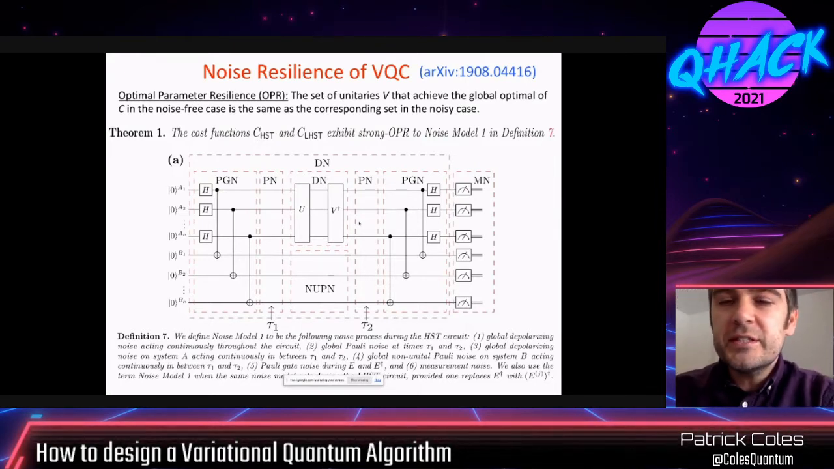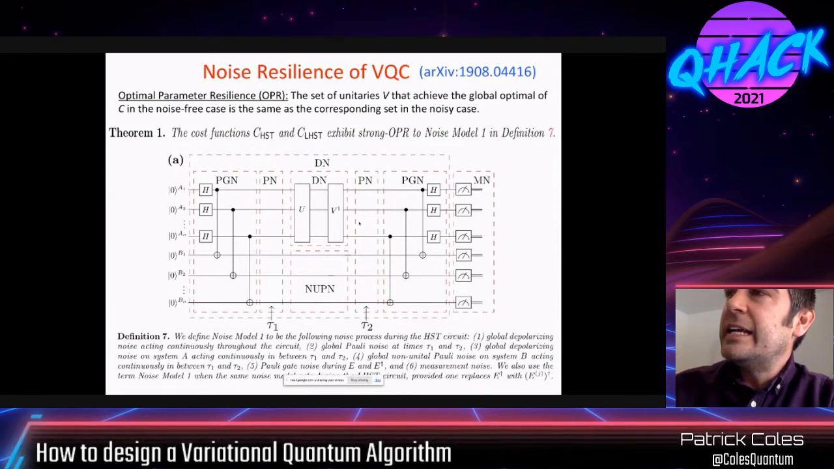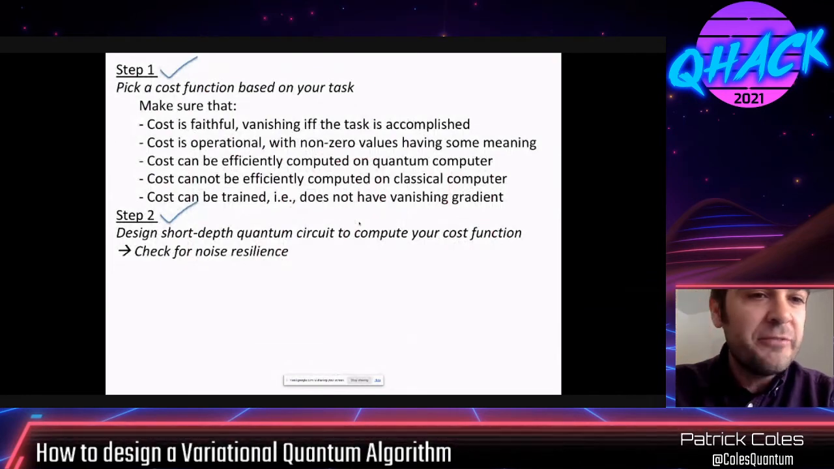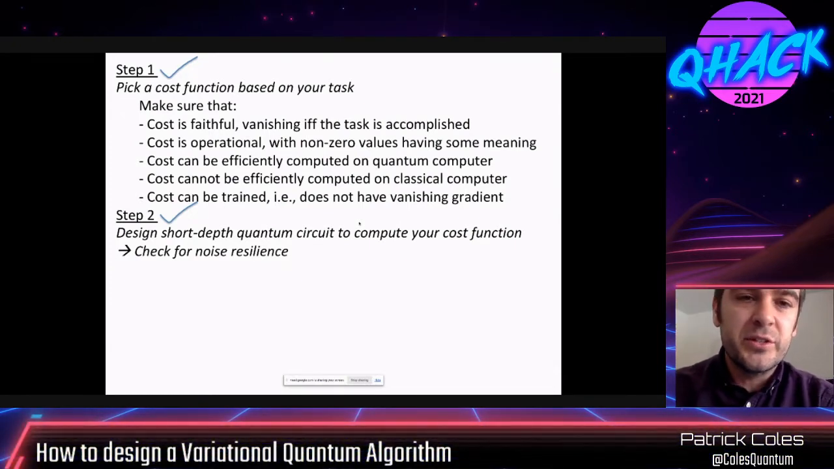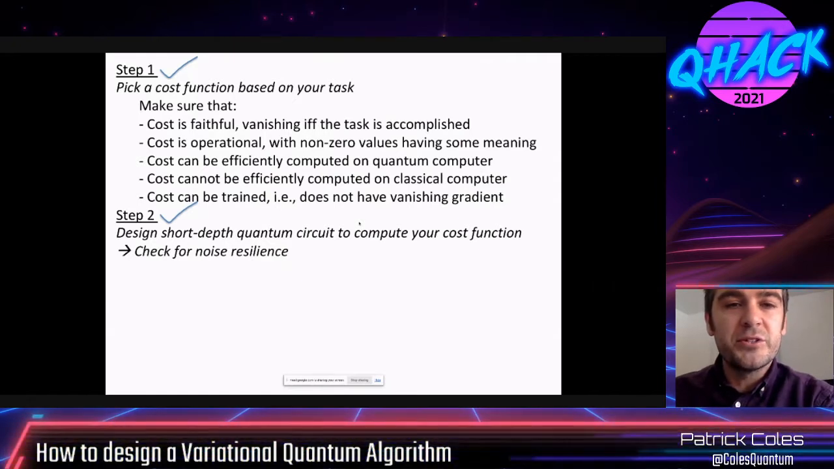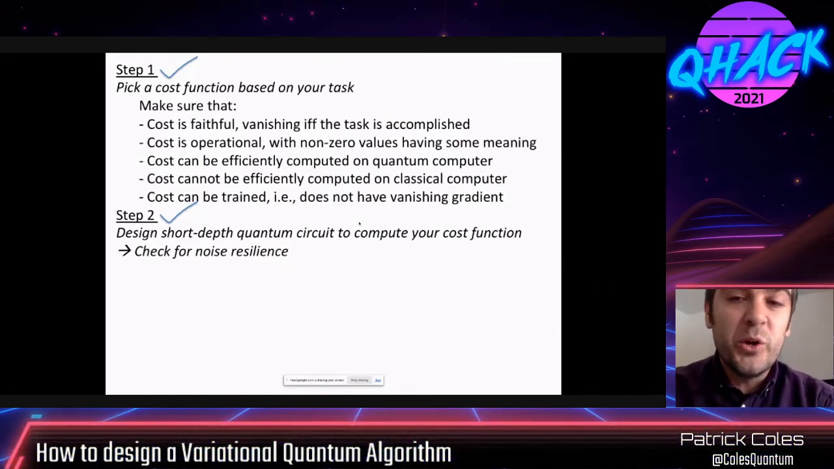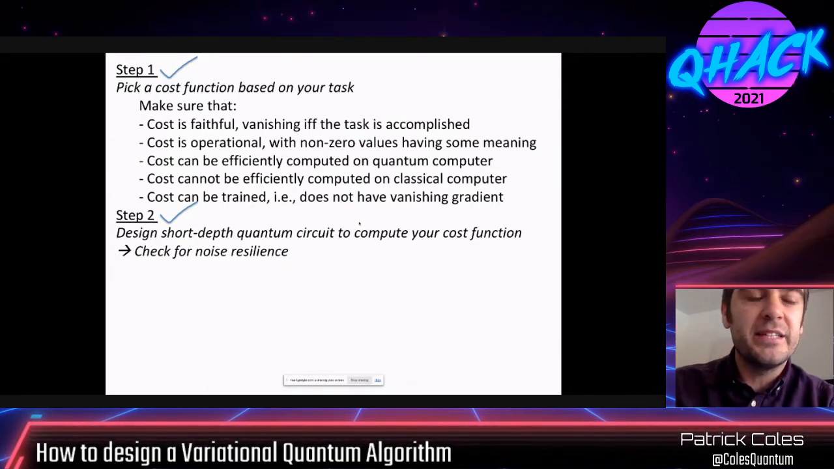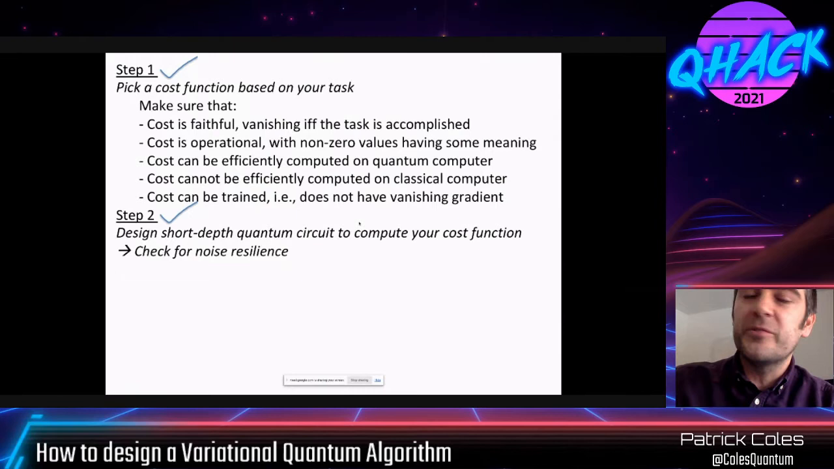So this looks pretty exciting, and because we found that noise resilience behavior, I figured you might as well add that to the list of things that you should check when you're designing your variational quantum algorithm. Sometimes you have more than one quantum circuit that you could use to compute your cost function, but maybe one circuit has noise resilience and the other one doesn't. So when you're formulating your circuit, you should check to see whether you have this noise resilience.